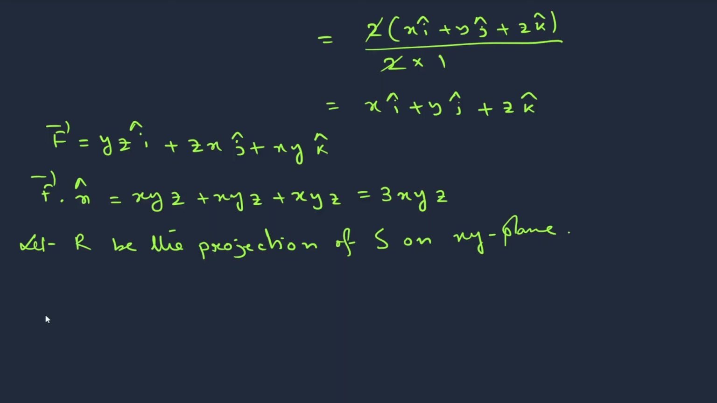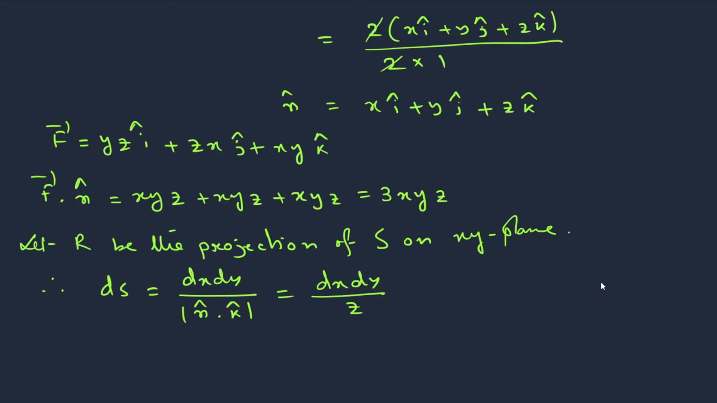So therefore ds equals to how much? It is dx dy divided by modulus n cap dot k cap. So see, this is our n cap, right? With this n cap, if you take the dot product with k cap, so k cap dot k cap equals to how much? 1. Other two will become 0. So how much you will get? You will get z. So this is dx dy divided by z.